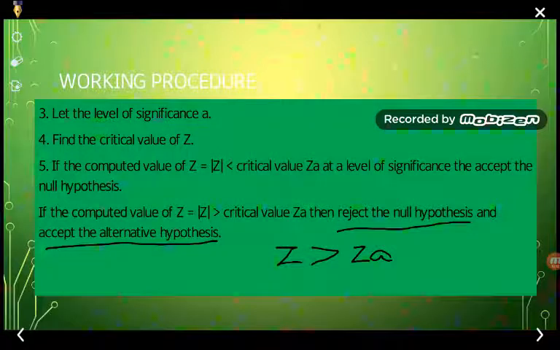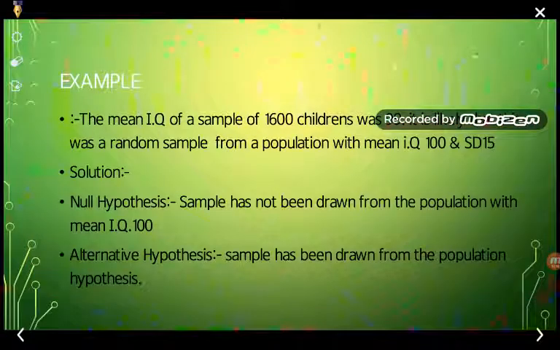Now coming to the example, we are going to solve an example. The given example is: the mean IQ of a sample of 1600 children was 99. It is likely that this was a random sample from a population with mean IQ 100 and SD 15. So here we can see that the SD value is already given.